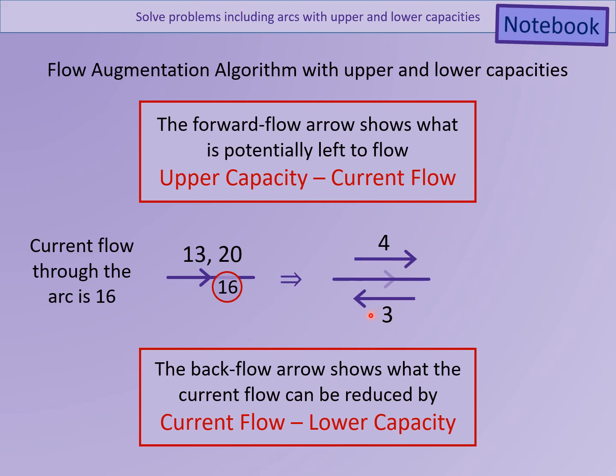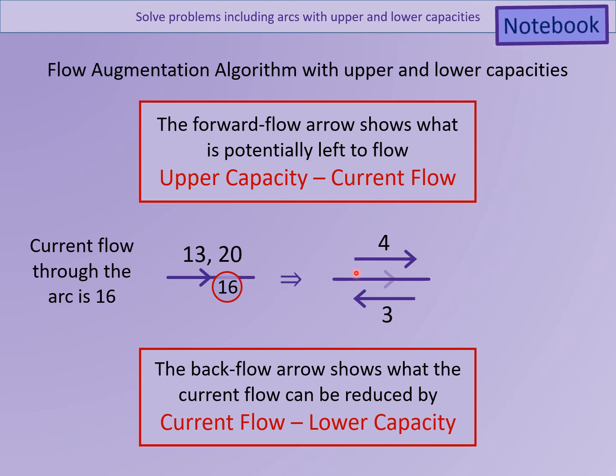So this arrow bound back is what you can reduce it down by. So it's current flow minus the lower capacities. It's the difference between these two numbers. Difference between those is 4. Difference between those is 3. These two numbers should always add up to the difference between those two. And again, if you remember when we did it before, we didn't have a minimum. These two should always add up to that one. And that's because you had basically a 0 in there.